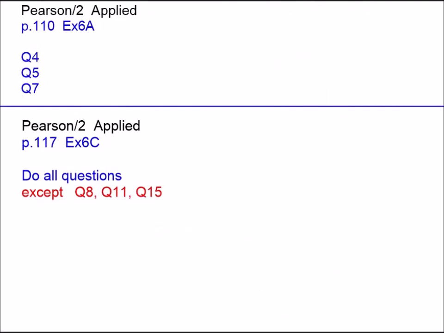For practice, try these questions, and you'll notice that exercise 6b is missing because 6b uses vector notation, so your component ij format, and I've left that till later.